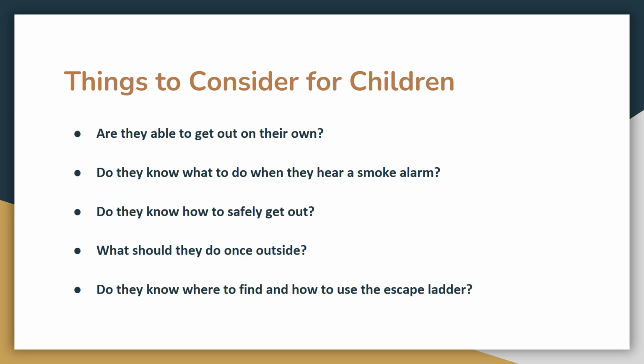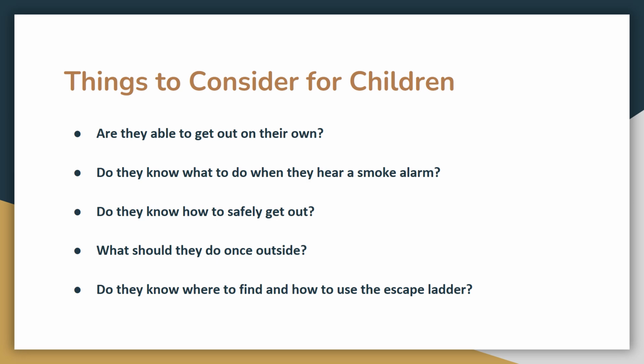And then, do they know how to safely get out? So make sure to teach them how to get low and crawl on the ground in case there is smoke, and then show them how to check for doors using the back of their hand to check for heat. And once doing that, if they feel heat, they should go to plan B. And then what should they do once outside? It's important to teach a child to never return to the building when an alarm is going off. Once they are out, they should stay out.